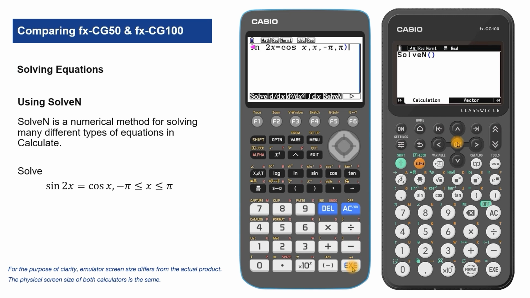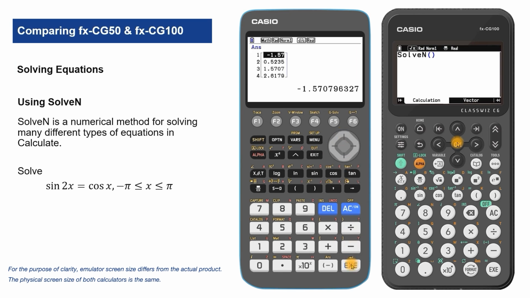Calculation is performed with execute, which displays a warning that is closed with exit. The solutions are displayed as exact values, in this case fractions of pi, in a list. Decimal approximations can be obtained by using standard to decimal or highlighting and executing.